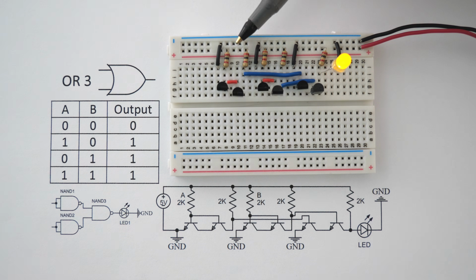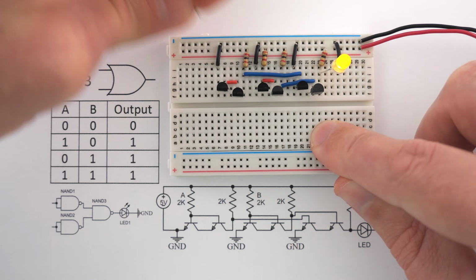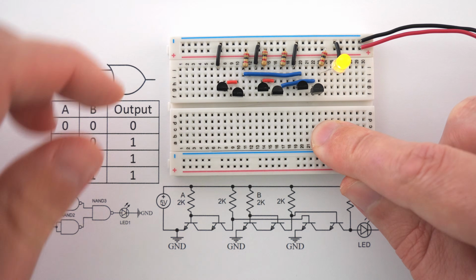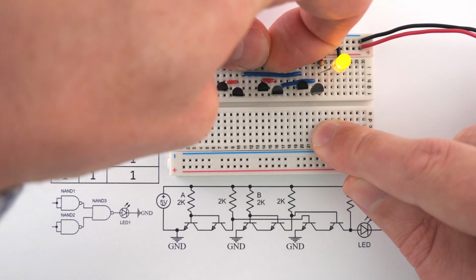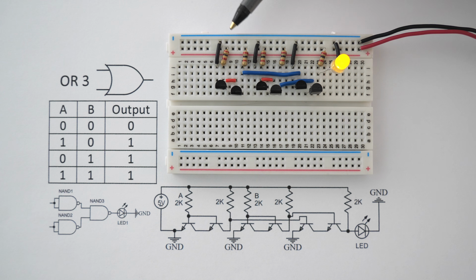Right now, with input A and B both being on, the output is on. If we were to remove input A, the output is still on. If we remove input A and input B, the LED will turn off. I have reconnected inputs A and B, and we can see that the LED is turned on. So let's look at how this circuit is actually designed.